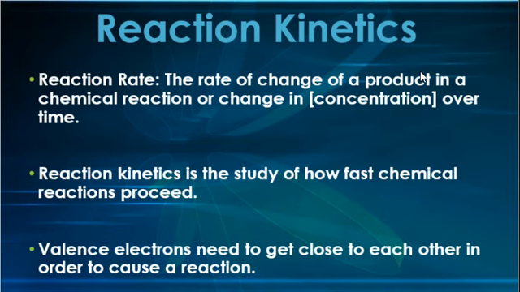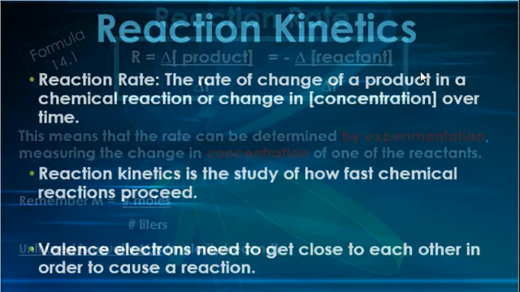So here's that same definition, the rate of change of a product into a chemical reaction, or change in the concentration. I put the word concentration in those brackets so you'll remember those brackets mean concentration. So when we see that in upcoming equations here, you're going to know that that means concentration. All right, so this is going to tell us how fast a reaction will proceed. Remember, those valence electrons need to get close to each other. That is collision theory right there.